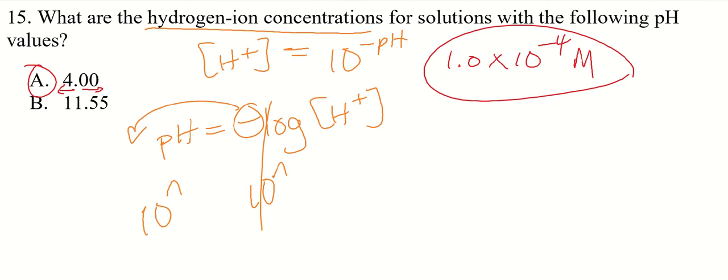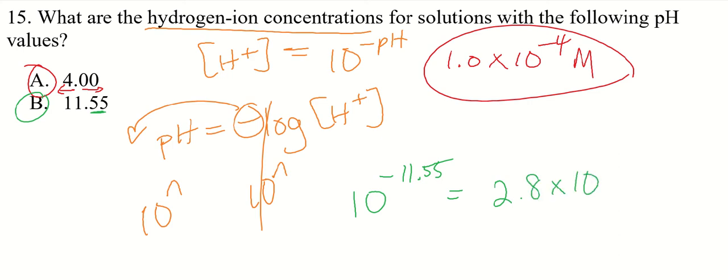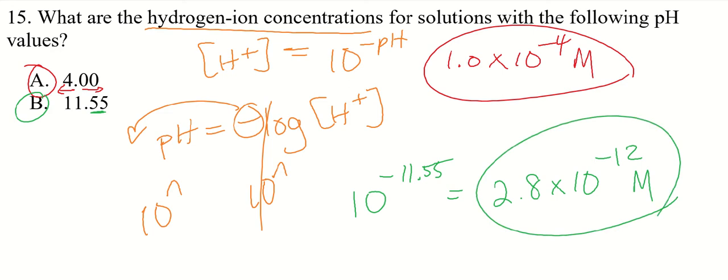All right, let's move on to part B. Now we're going to need a calculator for that. So punch in your calculator, 10 to the negative 11.55. Let's see what we get. It'll be 2.8 times 10 to the negative 12. All right, there's our answer to part B.